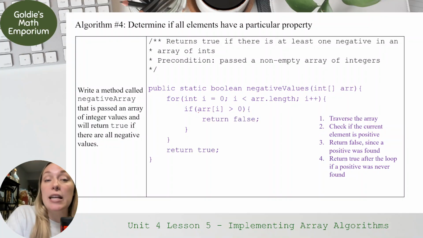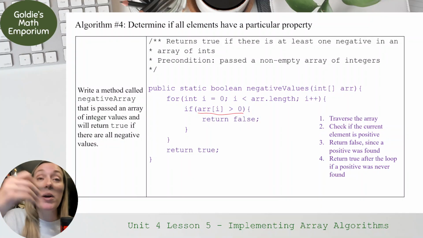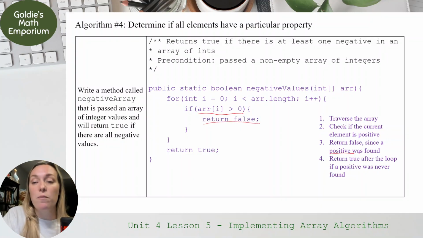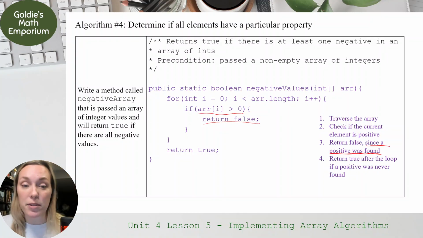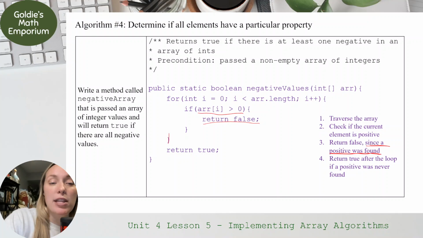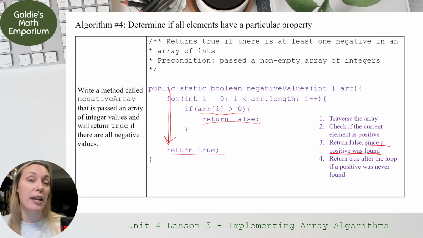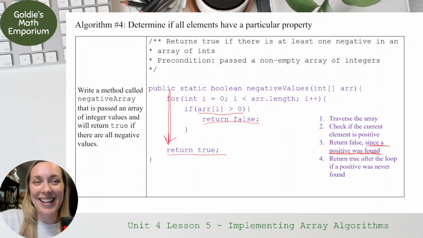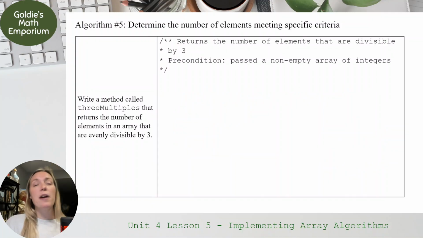Okay, so this is saying if the current element is greater than 0, if it's positive, return false. Okay, meaning that since we found a positive, the array is not negative numbers. Okay? But if we loop through everything and we never find a positive number, return true because they were all negative. Okay. Algorithm 4. Algorithm 5, we have 7. Okay, we're on 5 of 7 here.